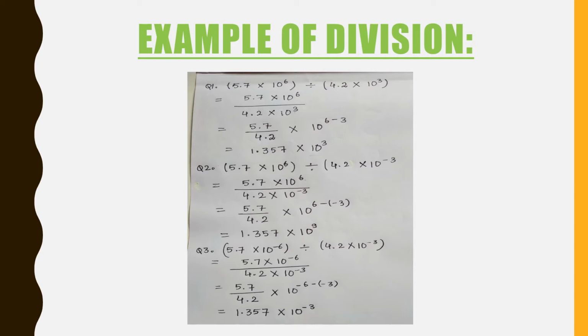Again, in the second example, the same number 5.7 is taken, only the exponents are different: 10 to the power 6 divided by 10 to the power minus 3. So we have to divide both of them. For division, we take 10 to the power 6 minus of minus 3. Minus of minus means plus, so we get 10 to the power 9. Similarly in question 3, again the exponents are different, 10 to the power minus 6 and 10 to the power minus 3. When we divide both of them, we get 10 to the power minus 6 minus of minus 3. So ultimately we get the answer 1.357 into 10 to the power minus 3.